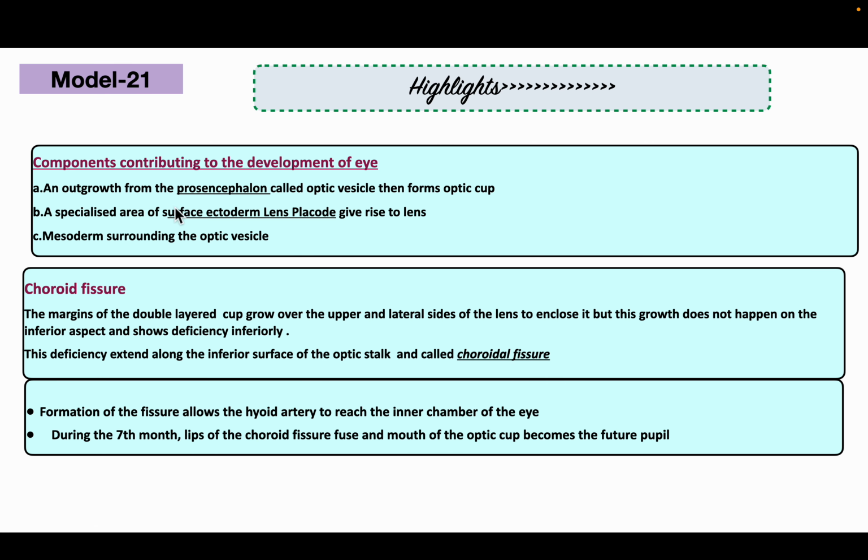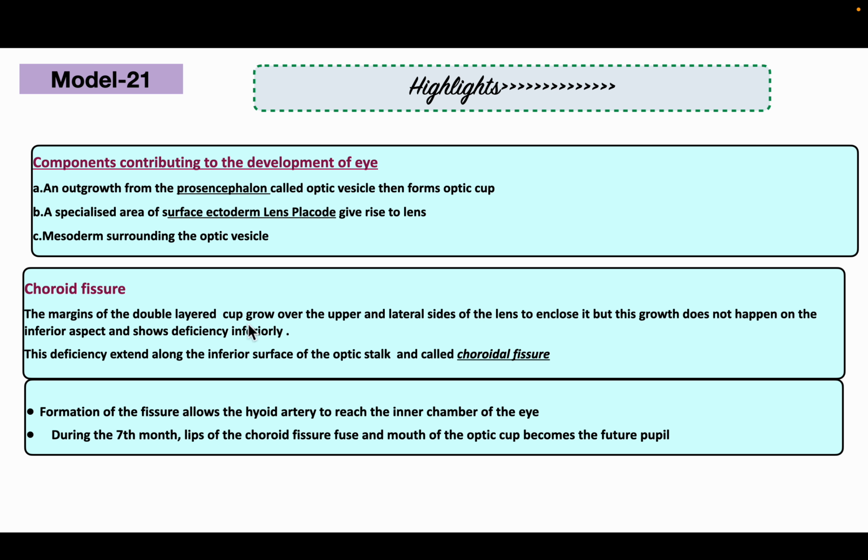Now the important highlights of this model are the components contributing to the development of the eye: an outgrowth from the prosencephalon, then a specialized area of surface ectoderm, the lens placode, gives rise to the lens, the prosencephalon is going to form the optic cup and mesoderm is contributing to the development of the eye. So this is important. Then the choroid fissure: what is the structure, but basically how is it arising.